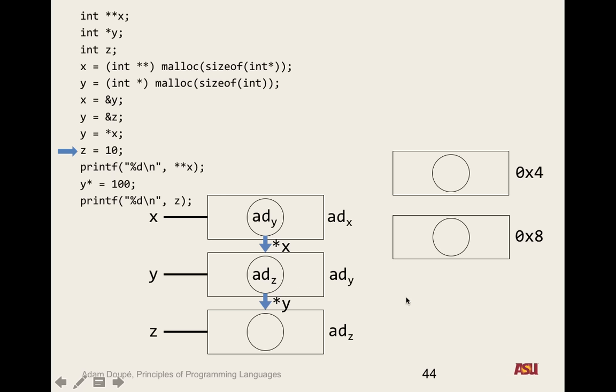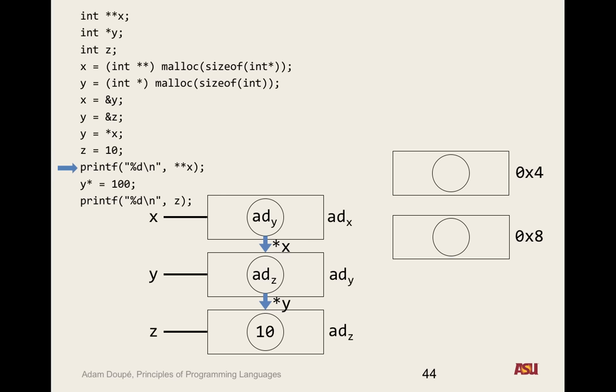Okay, now we have more code, because this is fun. Ha, I thought it was over. This is important. Now we set z is equal to 10. Everyone knows where 10 is going to go, right? Yes. It's going to go here. If you're confused about that, go back and study this. We're going to print out star star x.